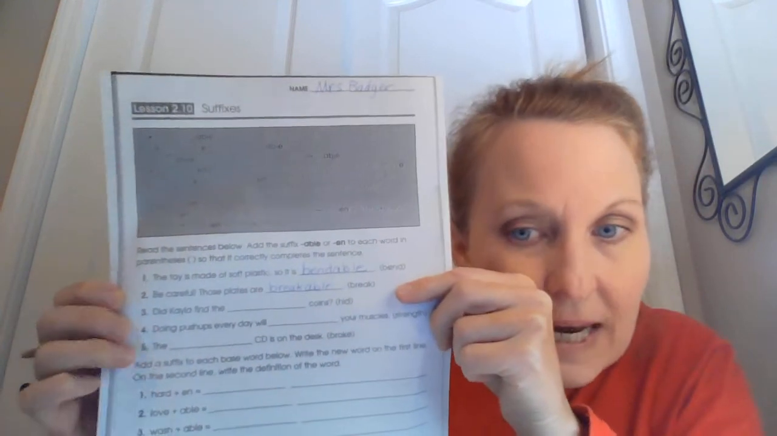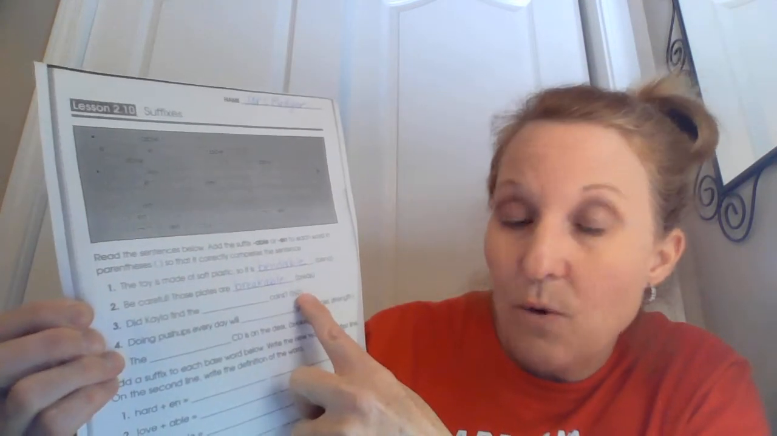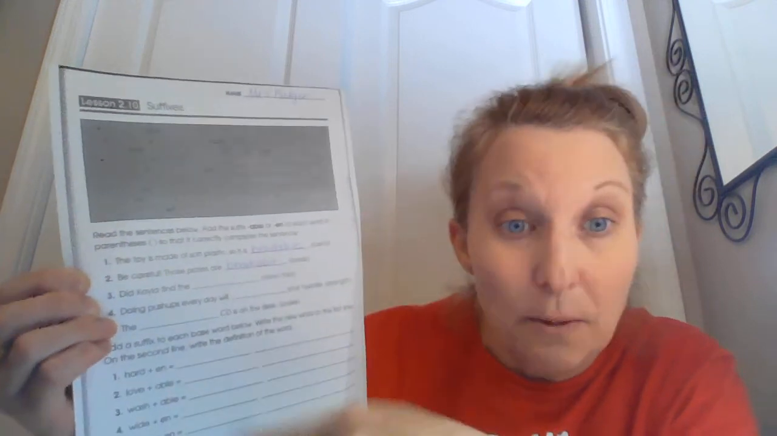Number 3, did Kayla find the hid coins? So would you write hidable or hiden? You would write hidden. Now notice this ends with a vowel, then a consonant. So we need to double the last consonant and add the en. So it's going to be H-I-D-D-E-N, hidden.